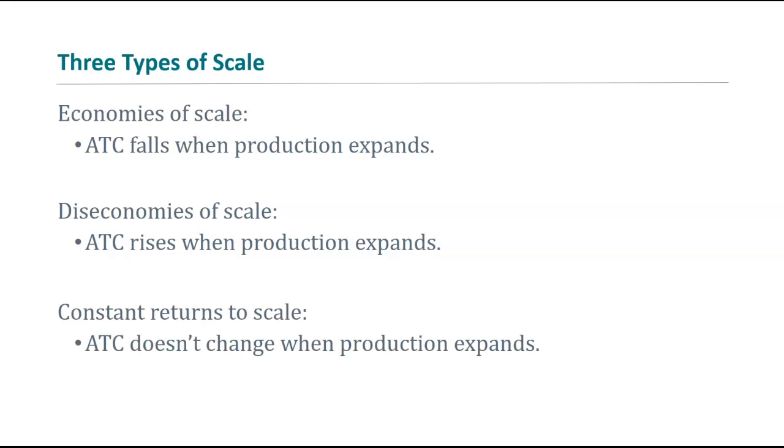The third type of scale is constant returns to scale. And this is when average total cost doesn't change at all when production expands. And an example here is if you take a fast food restaurant and you perfectly replicate it down the road, right? So your costs double and your output also doubles, right? So your average cost then hasn't changed at all. This would be constant returns to scale.